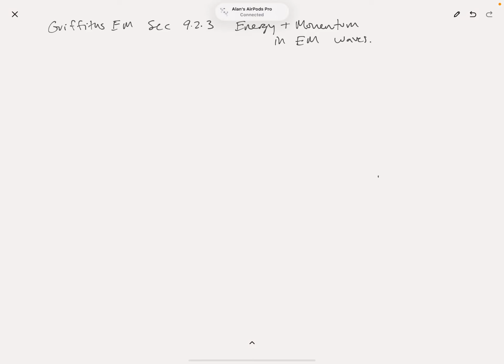Covers Griffiths E&M, section 9.2.3, Energy and Momentum in EM Waves.